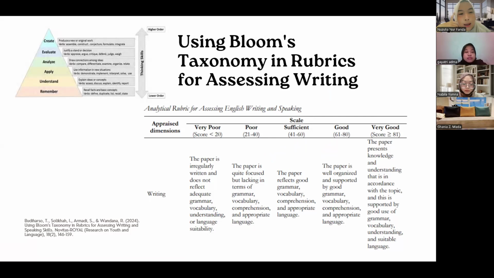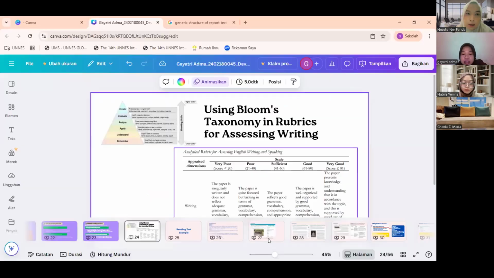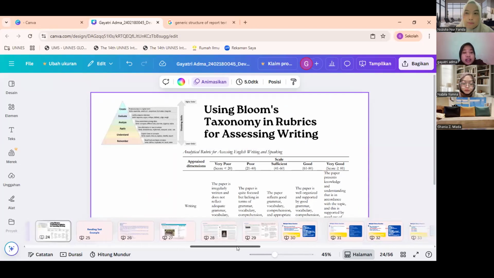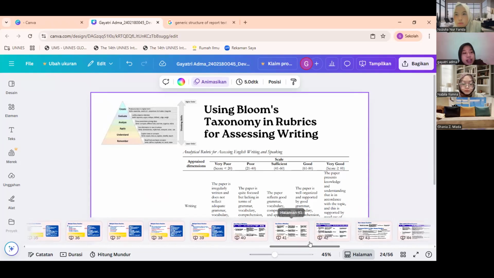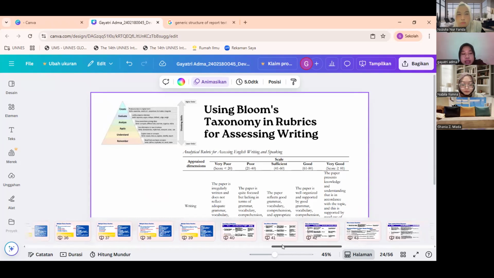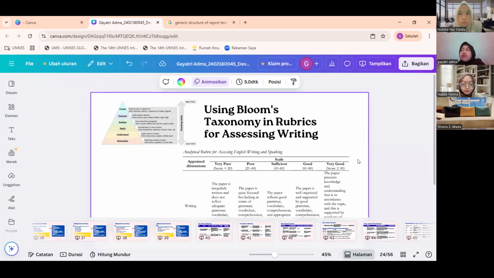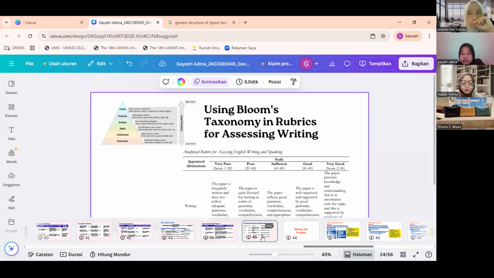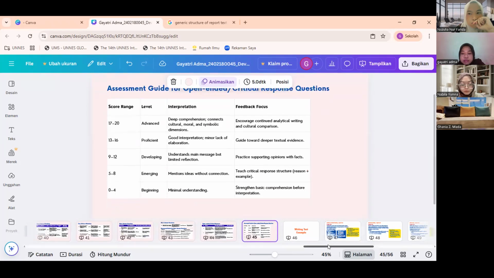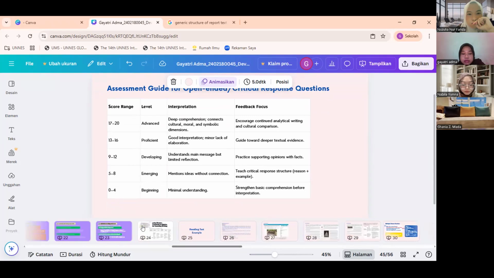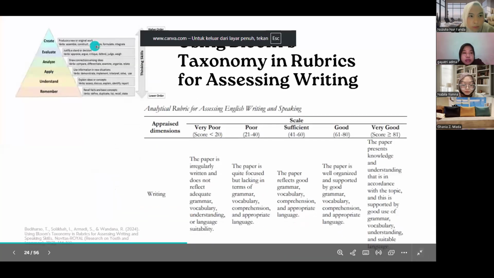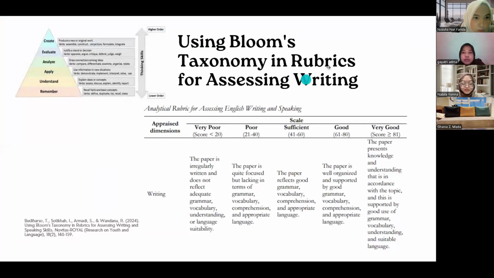like creativity, Mbak Gayatri? I think we can include creativity, because when we deal with the level of comprehension, in the critical level, we ask our students not only to give answers but to produce something new or original.